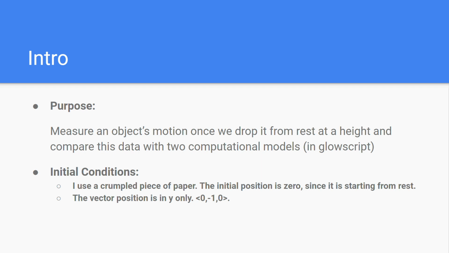For now, let me just describe the initial conditions I'm using. I'm just going to use a crumpled up piece of paper. The initial position will be 0 since it's starting from rest, and the vector position is only in the y-axis, right? So 0, -1, 0, that's the general unit vector where it's traveling.